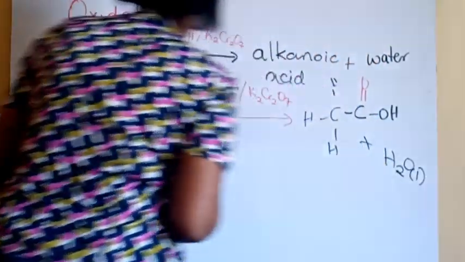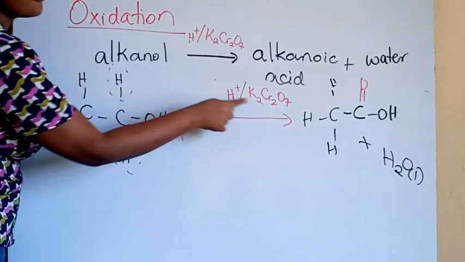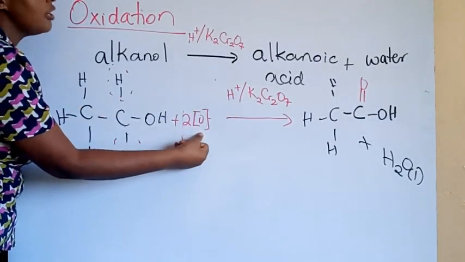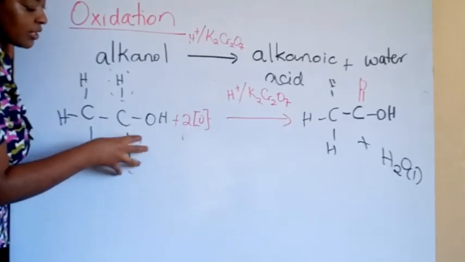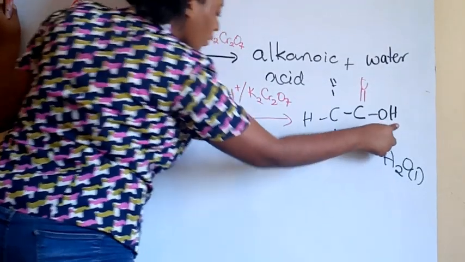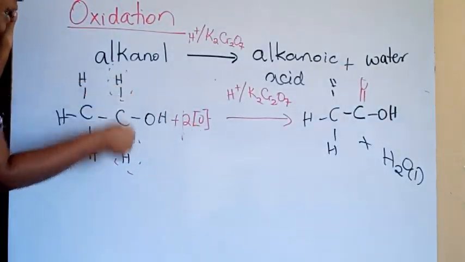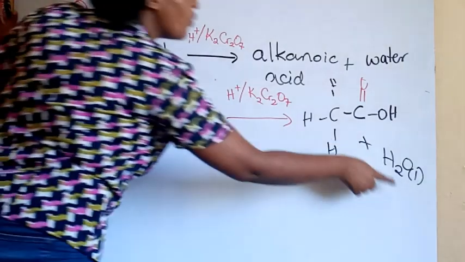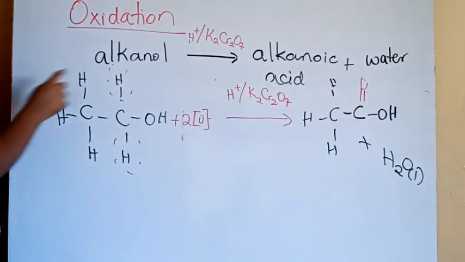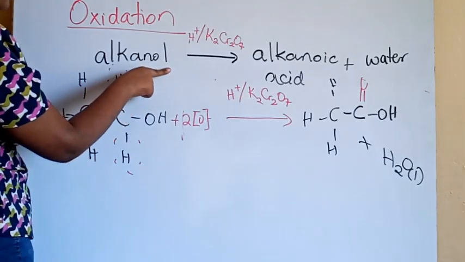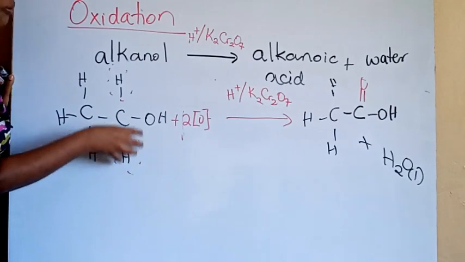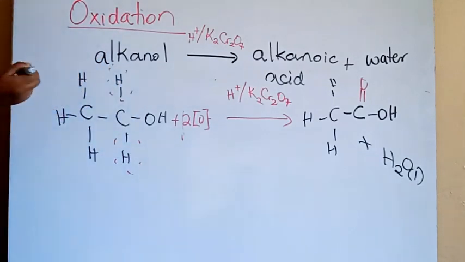So let's go again. Remember, the acidified potassium dichromate is adding 2 oxygen. This first oxygen is going to replace these 2 H's and form the C double bond O. The next O is going to combine with these 2 H's to form the water. So in an oxidation reaction, we are moving from an alkanol to an alkanoic acid by removing 2 H's and replacing them with an O.